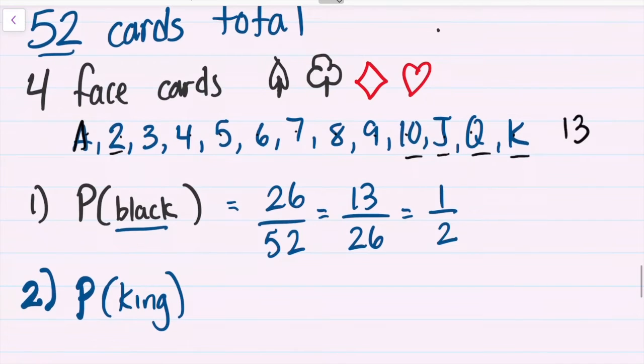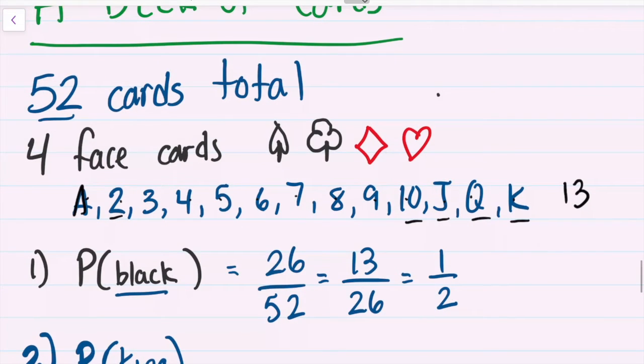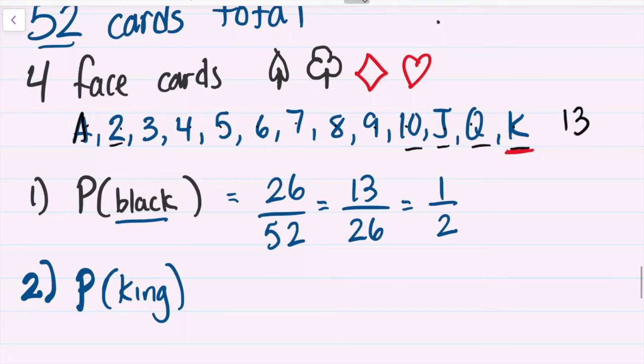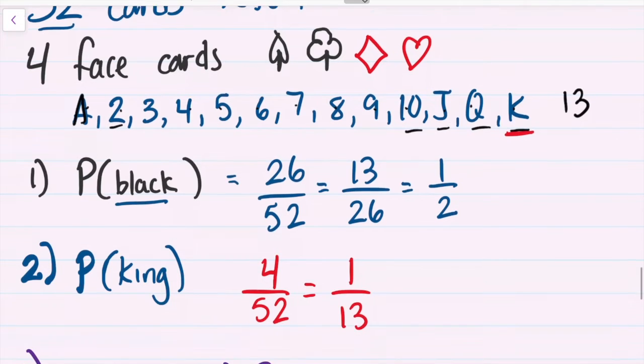Now, what is the probability that we get a king? How many kings do we have in this deck of cards? Remember, each suit has 1 king. So if we have 4 suits, that will be 4 out of 52. Can we reduce by 4, guys? What's 4 divided by 4? It's 1. What's 52 divided by 4? It's 13. 1 out of 13 is the probability.